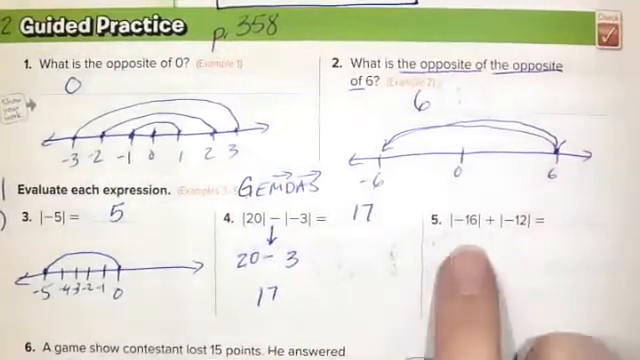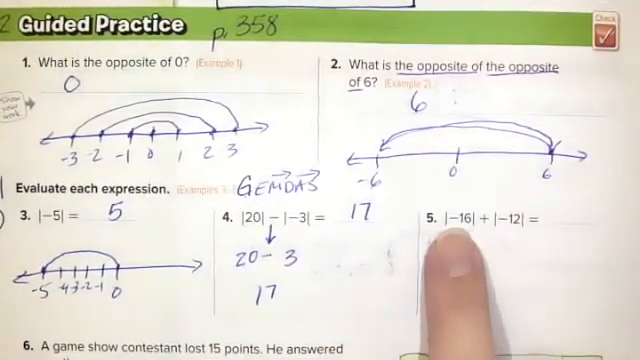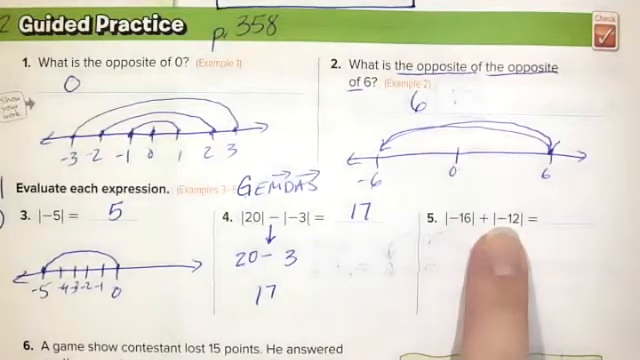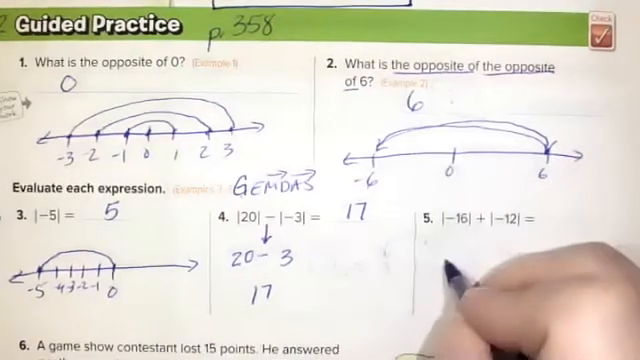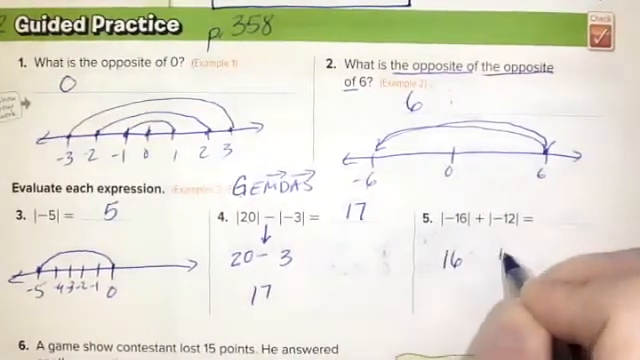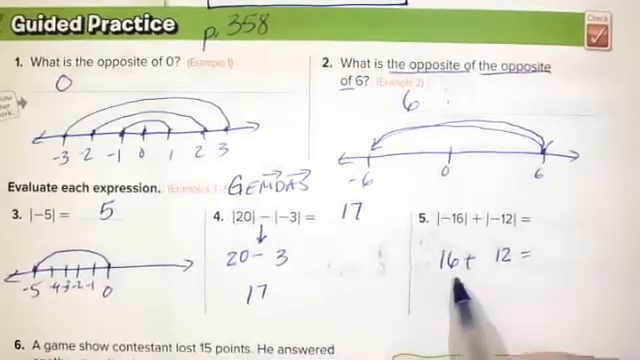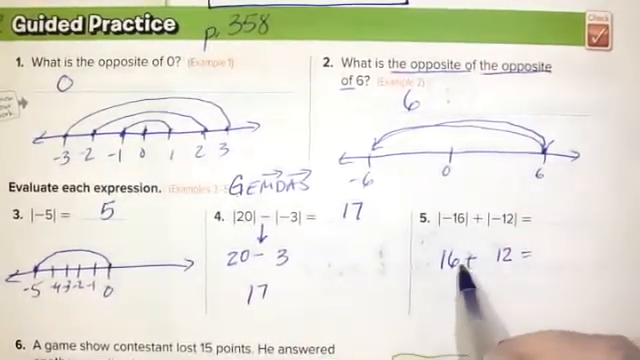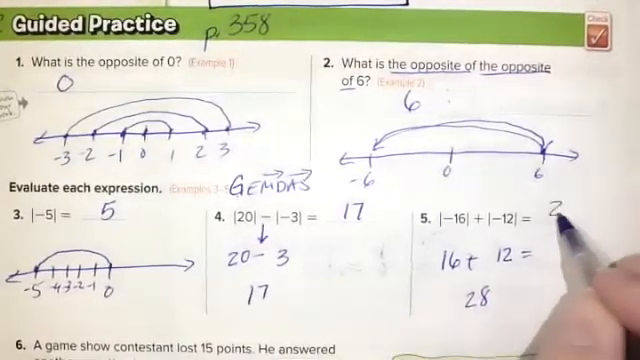Number 5, the absolute value of -16 plus the absolute value of -12. So again, we need to simplify within the absolute value bars first. So we will have 16 and 12, and bring down our plus, bring down our equals. 16 plus 12: 6 plus 2 is 8, 1 plus 1 is 2, so 28.